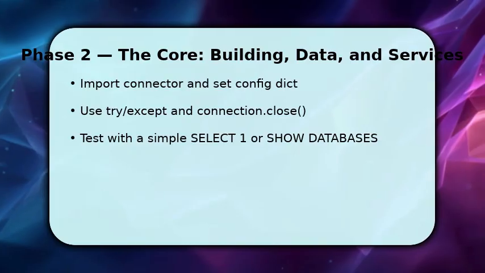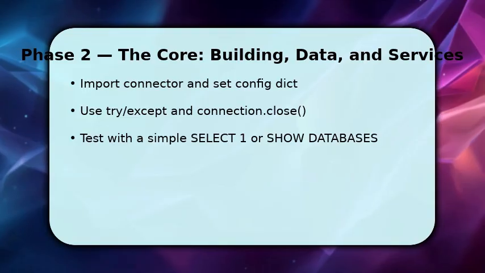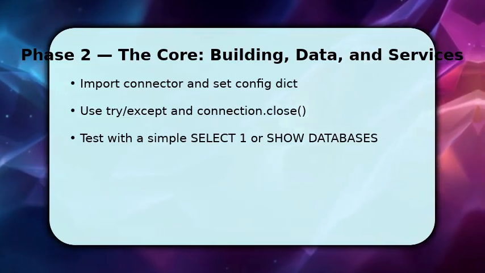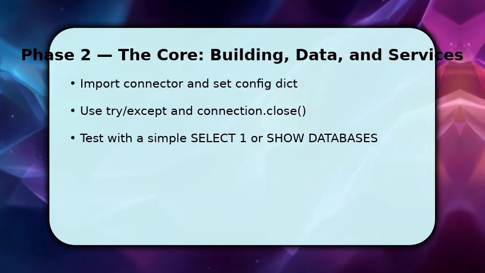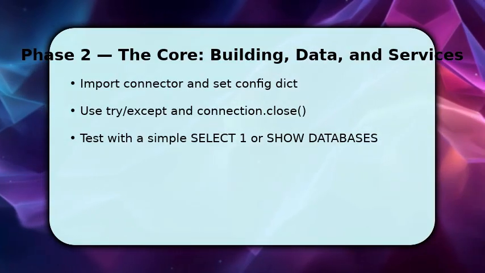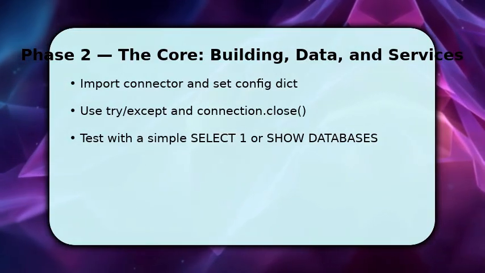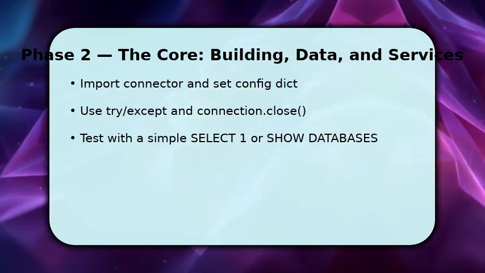Now you write the connection script. Import mysql.connector or PyMySQL, then define a config dict with host, user, password, database, and port. Use a try/except block to catch errors and open a connection object. Once connected, create a cursor and execute a simple query like SELECT 1 or SHOW DATABASES to verify access.